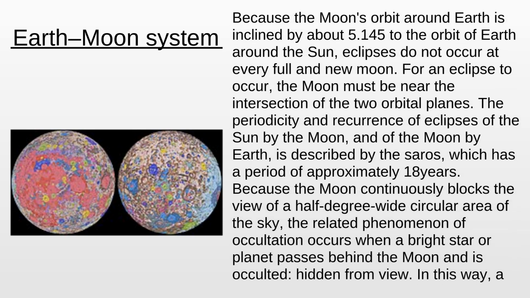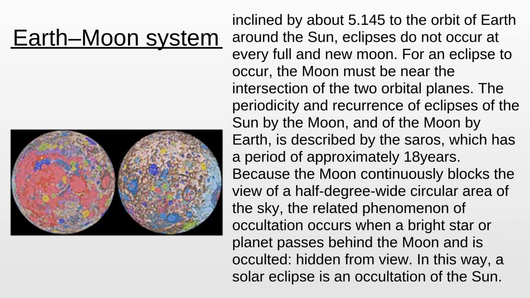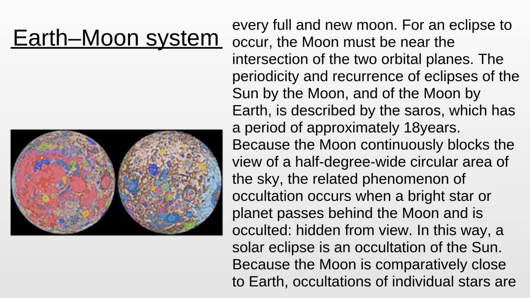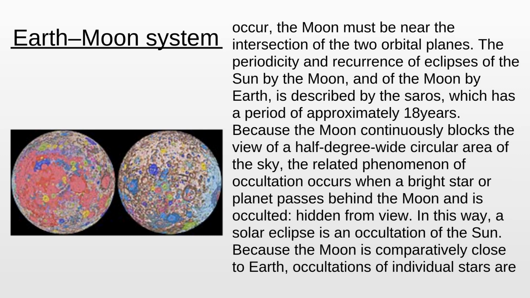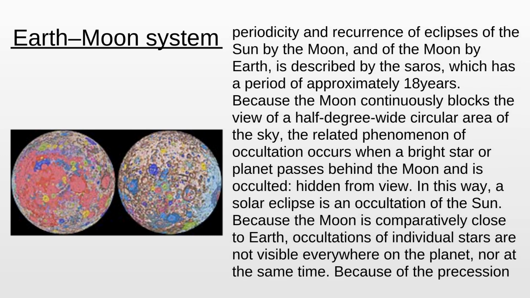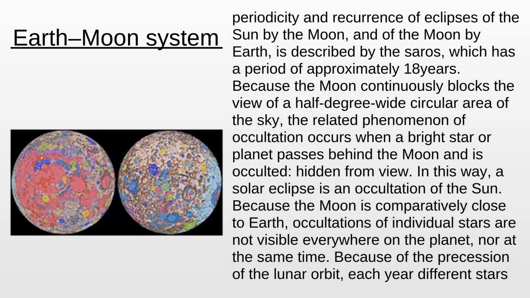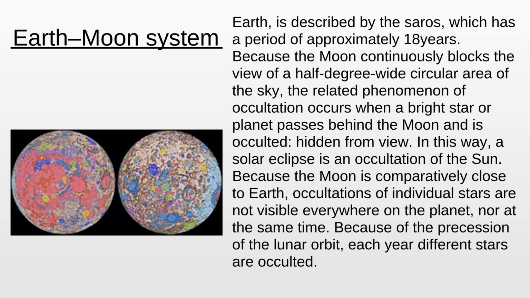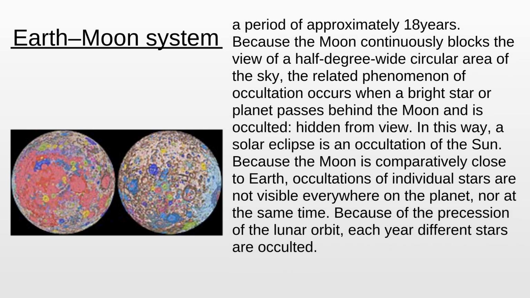Because the Moon's orbit around Earth is inclined by about 5.145 degrees to the orbit of Earth around the Sun, eclipses do not occur at every full and new moon. For an eclipse to occur, the Moon must be near the intersection of the two orbital planes. The periodicity and recurrence of eclipses of the Sun by the Moon, and of the Moon by Earth, is described by the Saros, which has a period of approximately 18 years.